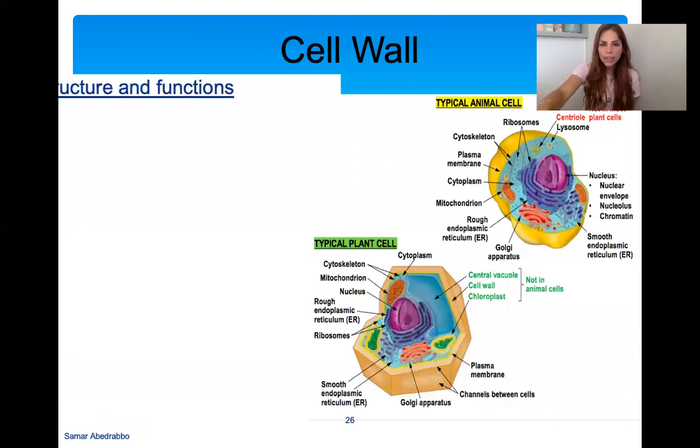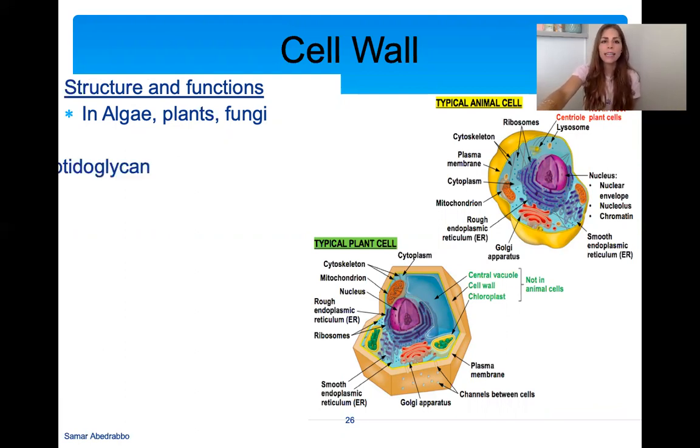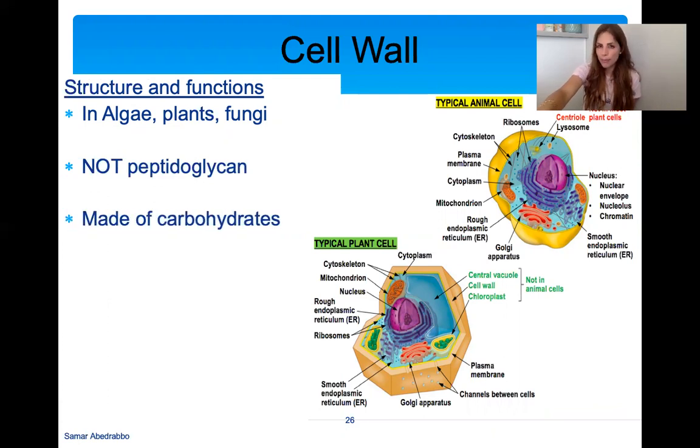So in eukaryotic cells, some cells have a cell wall. Cell walls are not present in human cells. The algae, plants, and fungi, which are all made up of eukaryotic cells, have a cell wall. The cell wall is not made up of peptidoglycan. It's made up of sugars, of carbohydrates, of polysaccharides. So carbohydrates, polysaccharides, and sugars all mean the same thing. And it's there to provide more support for plant cells.